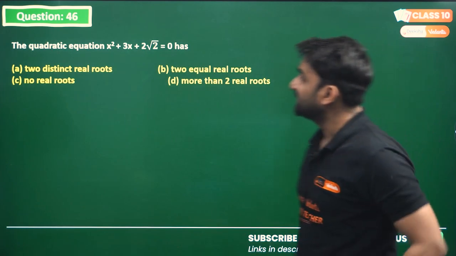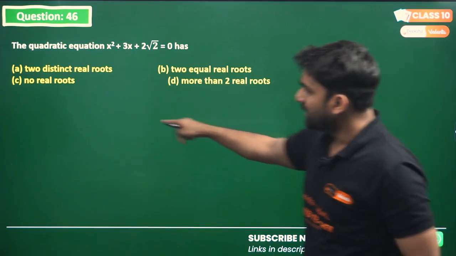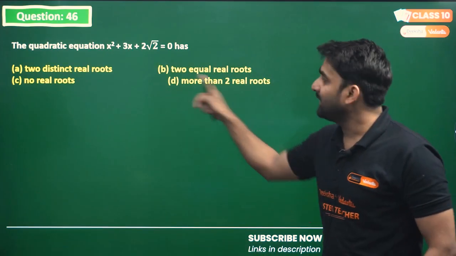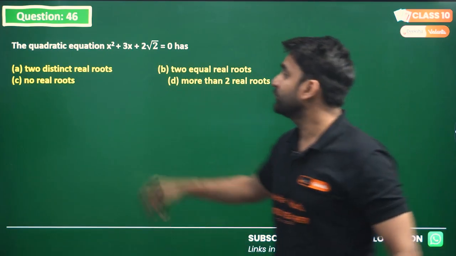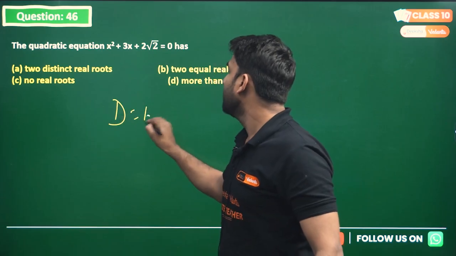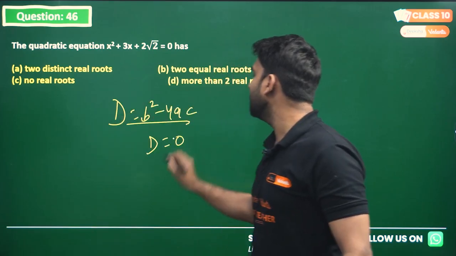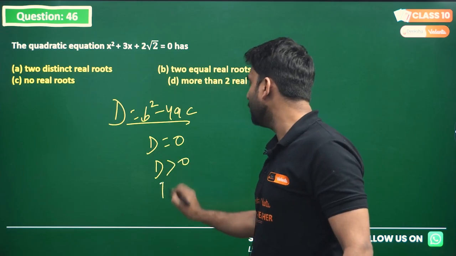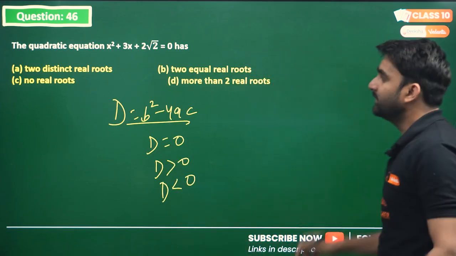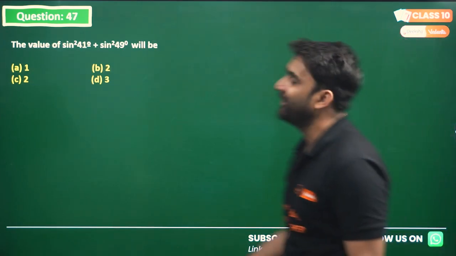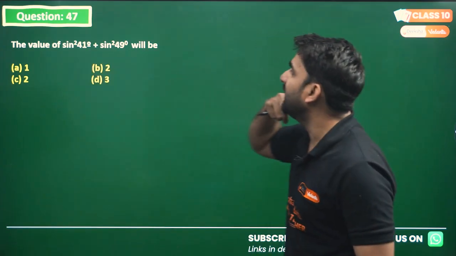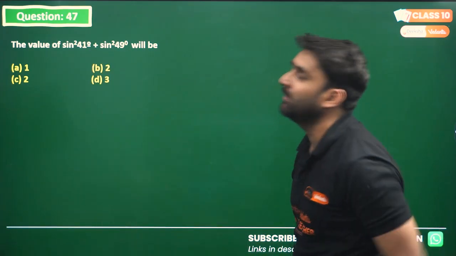Question number 46. The quadratic equation is given to you and 4 options are there, and we are talking about the nature of roots. So you have to find out here the discriminant. Calculate here the discriminant and check whether the discriminant is equal to 0, greater than 0 or less than 0. You can get the result. Question number 47. Very good. So sine square 41 degree plus sine square 49 degree will be what, my dear?